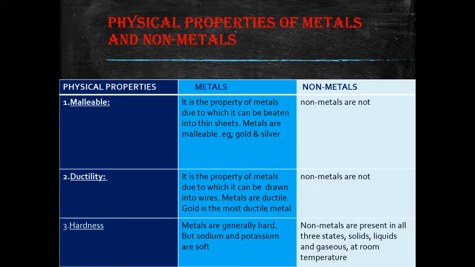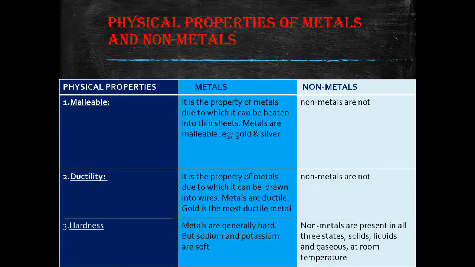The second physical property which differentiates between metals and non-metals is ductility. Metals are ductile, which means they can be drawn into wires, whereas non-metals are non-ductile. Gold is the most ductile metal.